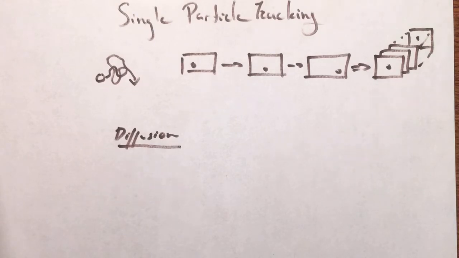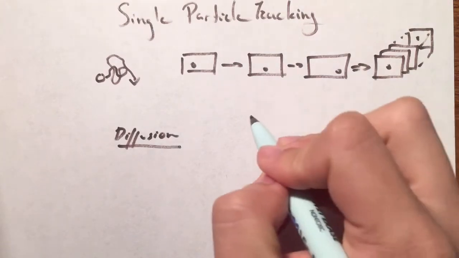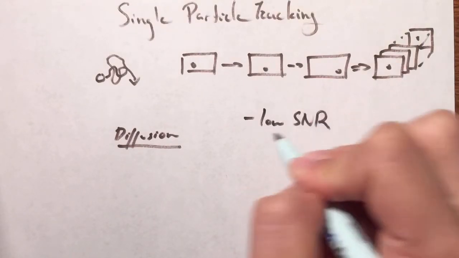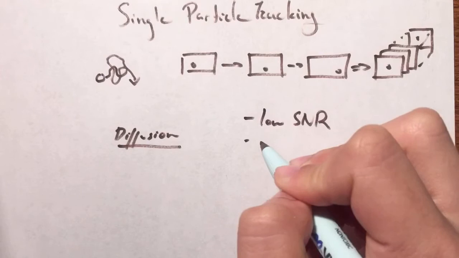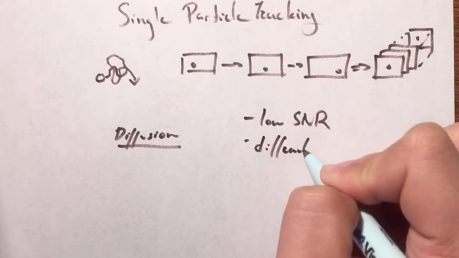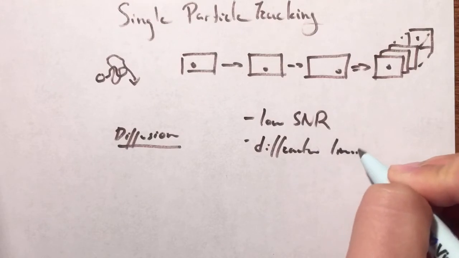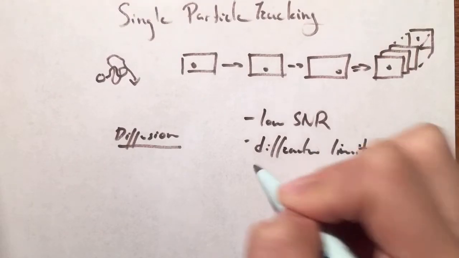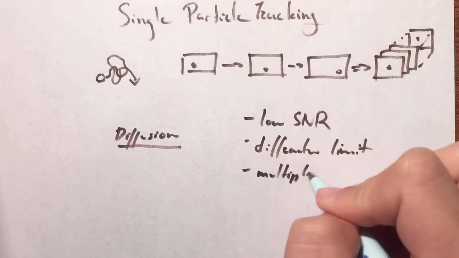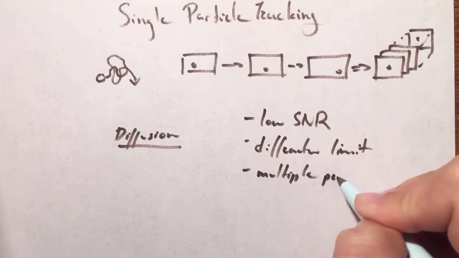And it seems pretty straightforward, but there are three main problems that we run into, and we'll go over each of them. One is low signal-noise ratio, which just means that we can't actually pick out the particles from the noise. One is the diffraction limit, which we'll discuss a bit more. And the last one is the problem of multiple particles with potentially overlapping trajectories.